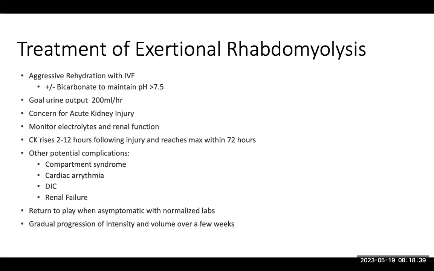So management of rhabdo just requires aggressive hydration. Typically, you start with isotonic saline at a rate of 1 to 2 liters an hour. Bicarb can be added to IV fluids for people who have severe rhabdo, especially if the units are in the thousands. You just want to alkalize the urine to help decrease cellular contents. So the goal of urine output for rhabdo is to have at least 200 mL an hour of urine with this rehydration.